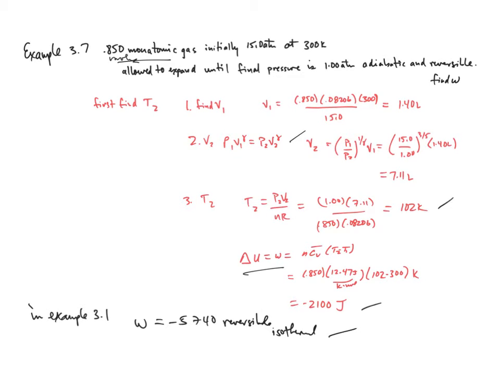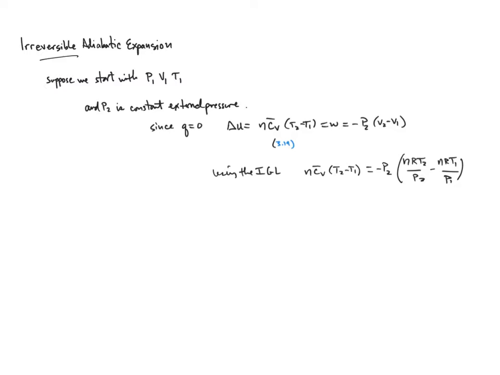This is a lot smaller in magnitude than the isothermal, and we discussed why in class. In the isothermal expansion, you get thermal energy from the surroundings going into the system to replace the energy that's lost in the expansion.